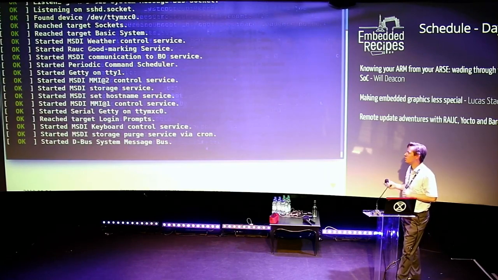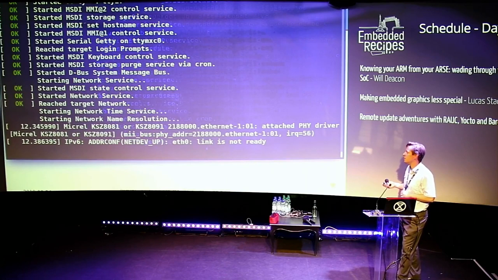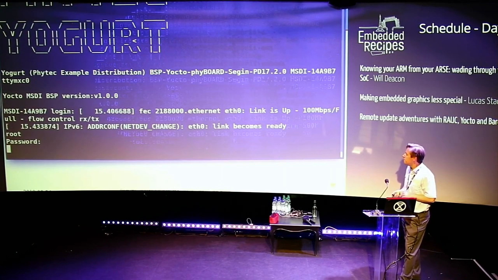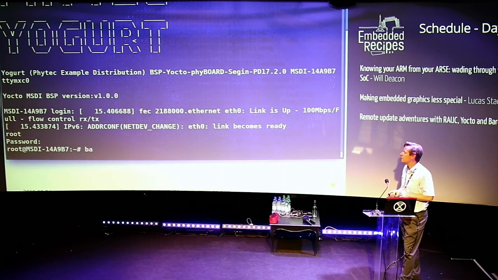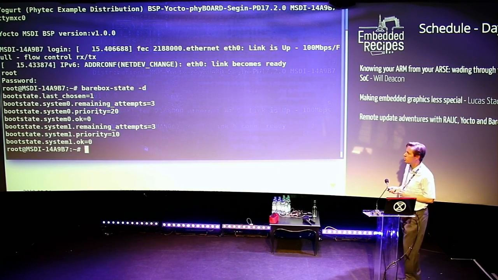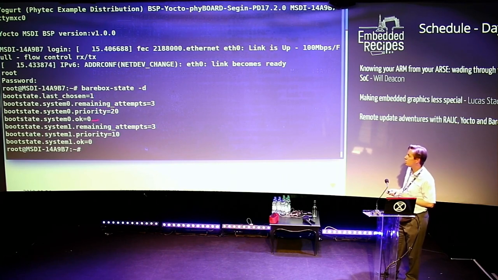So the goal is, afterwards, I will show you that we can get the same information in Linux user space. Here we used barebox-state, which is a tool in the Barebox target tools, which shows us the state, and we find the same information. What has already happened here, which we didn't see, is that Barebox has decremented the counter to 2, and the RAUC daemon, which runs in the background, has already reset the count because the boot was successful.